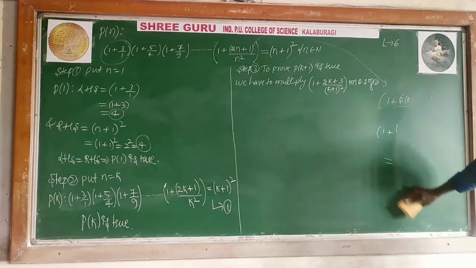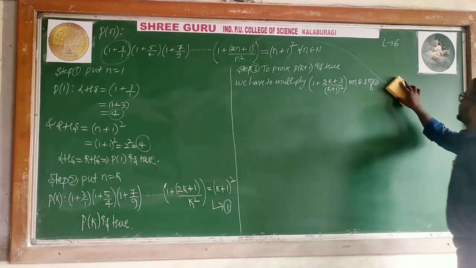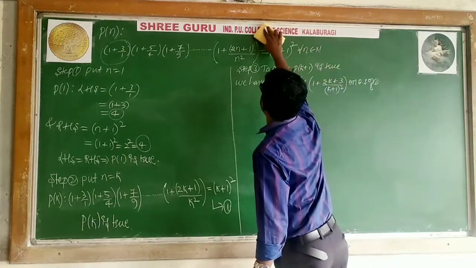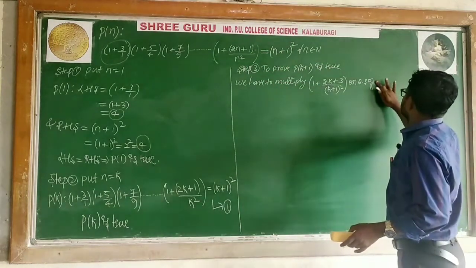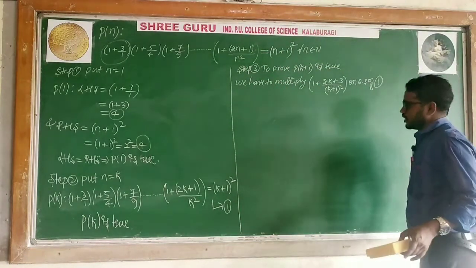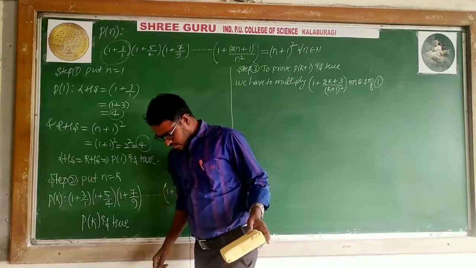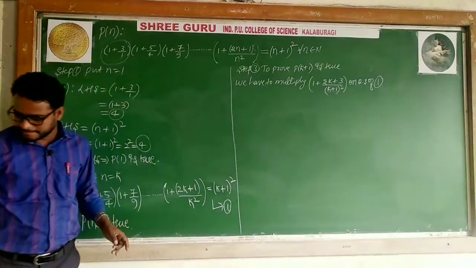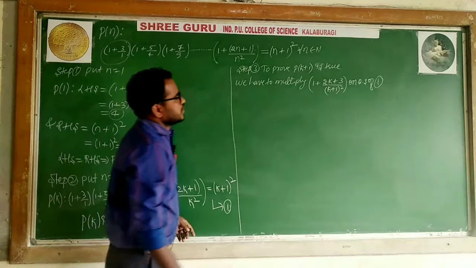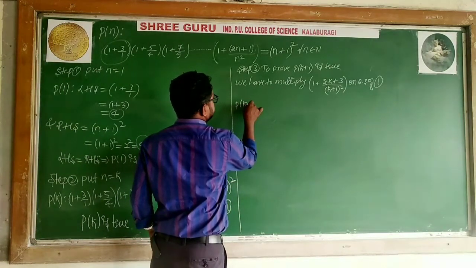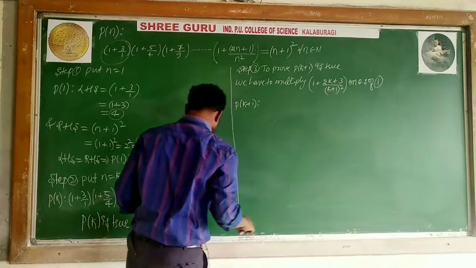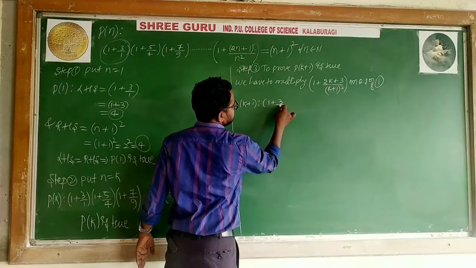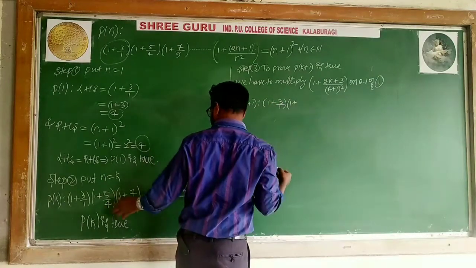I will rub this because I need space to simplify. We have to multiply on both the sides of equation 1. What we are multiplying? That we can obtain term. What is the obtained term here? See that. Now, P of k plus 1. Yes. Equation 1 is what? This one. 1 plus 3 by 1, 1 plus 5 by 4.